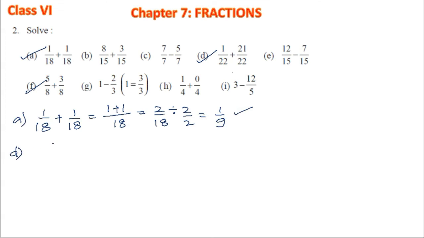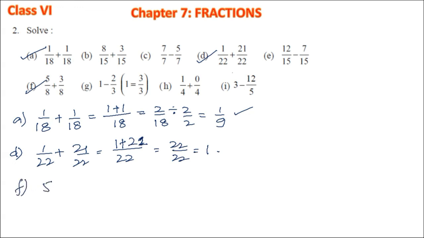In the D, it is 1 by 22 added to 21 by 22. Again the denominator is the same. So 1 plus 21 will be 22. 22 by 22 will be equal to 1. Now I'll be solving this F. 5 by 8 plus 3 by 8, the denominator is again 8. 5 added to 3, we get 8 by 8, which is 1.